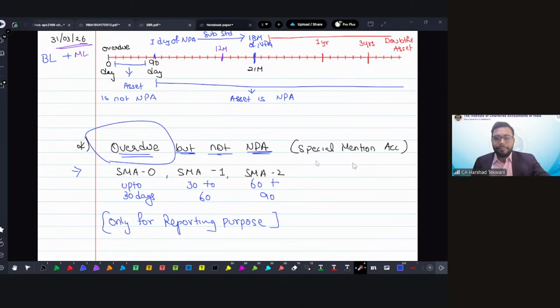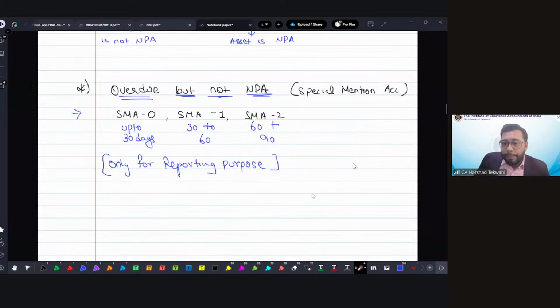Yes. So that's why I said overdue, but not NPA. This is only for reporting purpose. For provision purpose, I will count them still as standard only. For reporting purpose, there is an SMA 0, 1, 2 classification. That's why this is very important. Only for reporting, not for calculation of provision.